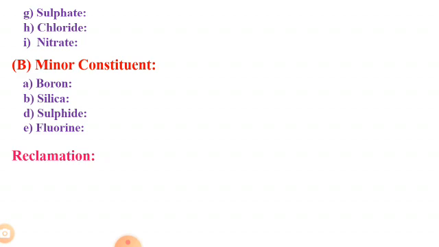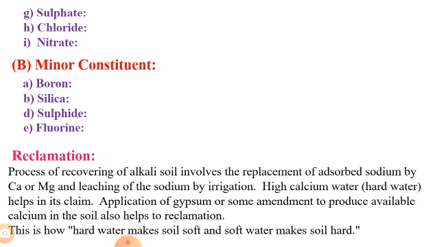So these are our minor constituents. We have already discussed what the major constituents and minor constituents are, and which constituents are classified into these two different classes. So our next point is reclamation. What is the reclamation process?